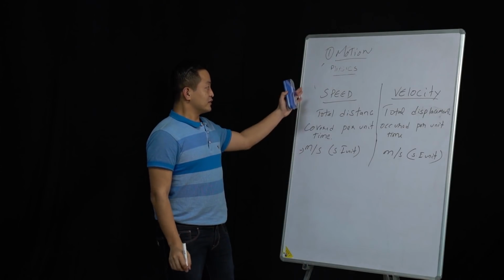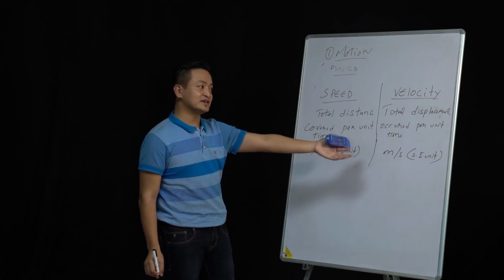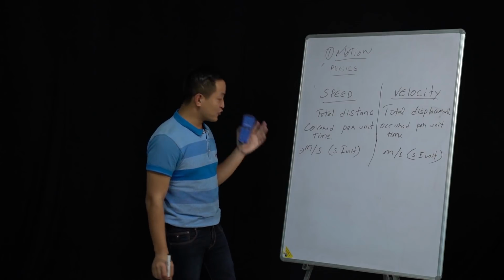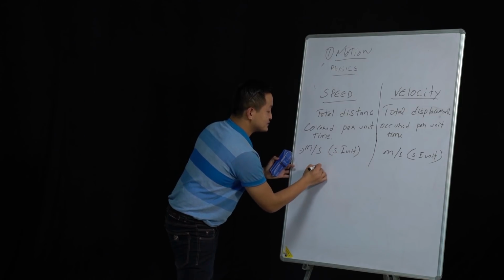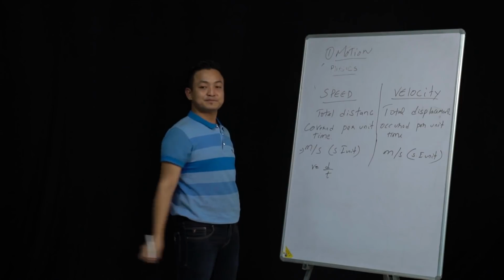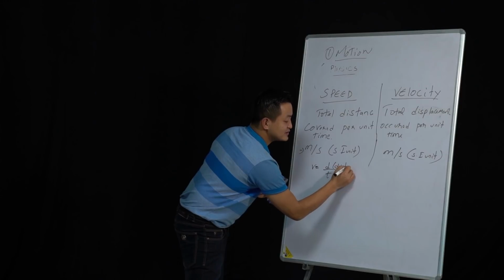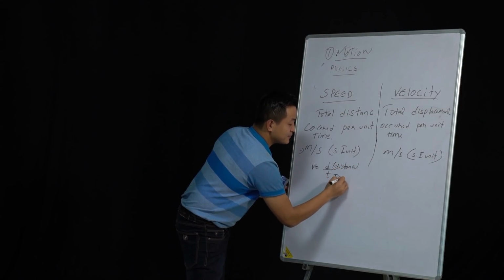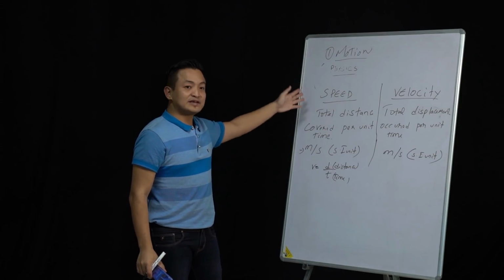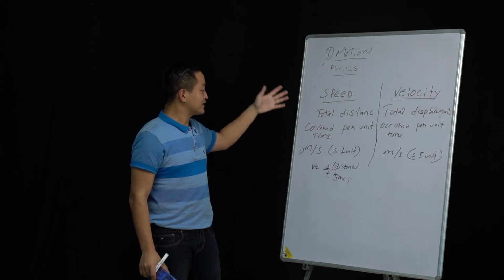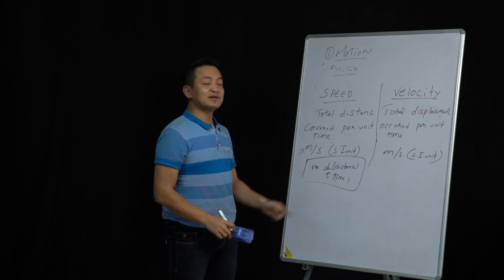Now, if you get a numerical, calculate the speed or calculate the velocity, then the formula is very simple. For speed, the formula would be distance by time. Clear? Distance by time. So if you are told to calculate the speed of anything, then you will apply this formula. Speed is distance by time.